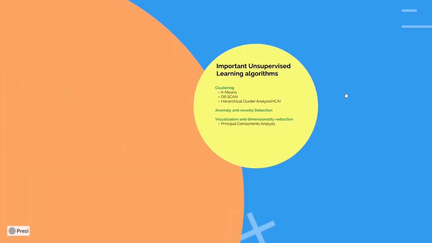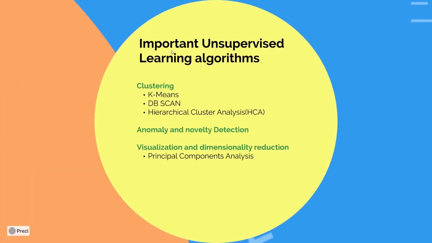So there are different algorithms in this, and the most important unsupervised learning algorithms are clustering, under which we have k-means, DBSCAN, HCA, then we have anomaly and novelty detection, which is used for fraud detection, like credit card frauds. Then we have visualization and dimensionality reduction, under which we have principal component analysis, which we will study later.